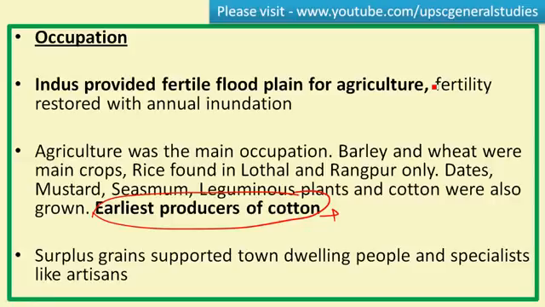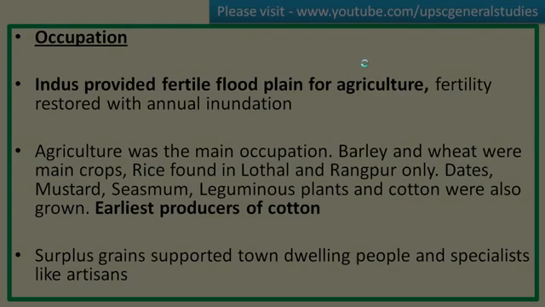Barley and wheat were the main crops, and rice was found in Lothal and Rangpur only. They also grew dates, mustard, sesamum, leguminous plants, and cotton. And surplus grain supported the town dwelling people. Harappan civilization is majorly an urban civilization, so they needed surplus food grains to sustain the specialized artisans, town dwelling people and aristocrats. Because of the prosperous agriculture, it was able to support the town population during the Indus Valley civilization.